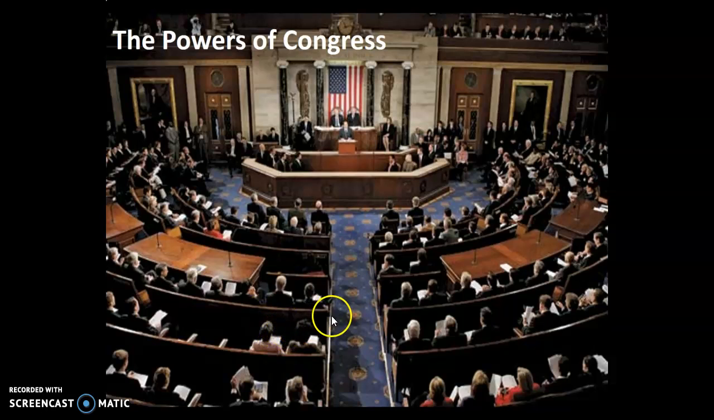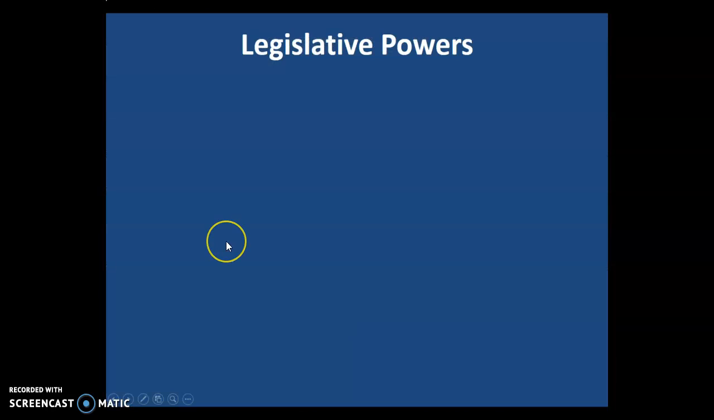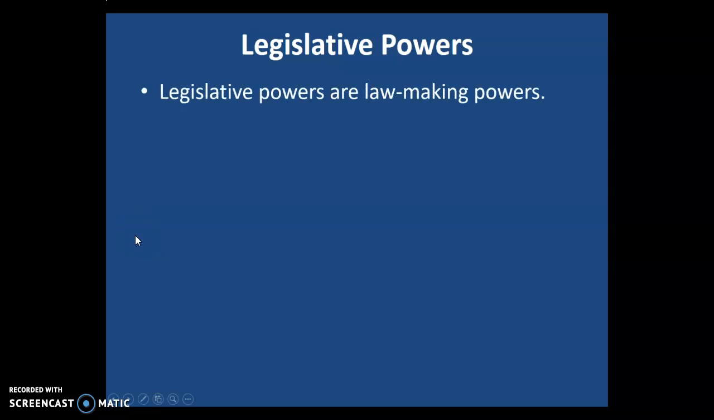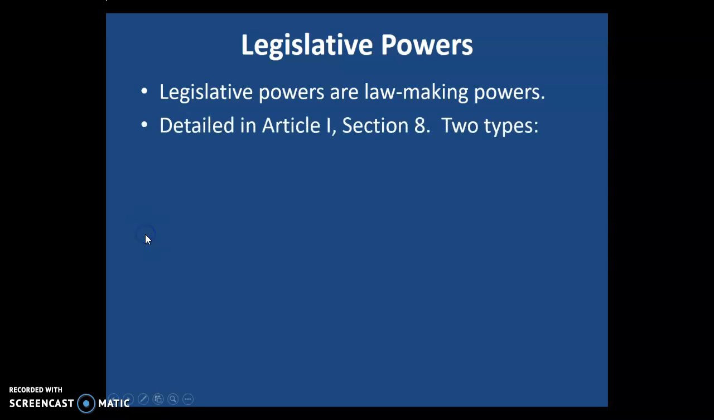But let's not waste any more time. Let's get right to it. The powers of Congress. We're going to begin by looking at Congress's legislative powers. We all know that the purpose of Congress is to make laws. Legislative powers, therefore, are law-making powers, and they are detailed in Article 1, Section 8. There are two types of legislative powers.